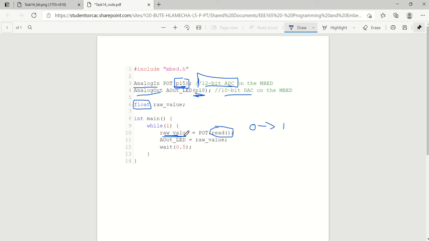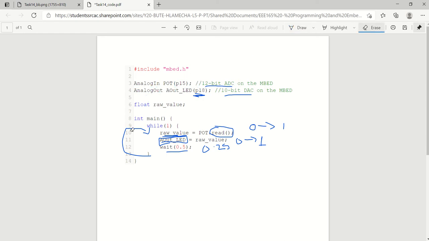So once it reads that, it stores it in there, and then we're putting the output as a percentage value again between 0 and 1. We're just supplying that raw value into the LED. Remember, that's just a percentage. So if the value is say 0.25, we're putting 25% of our available power to that output pin. Then we're waiting half a second and looping back around and checking, is there a new value at the potentiometer, and if there is, we're going to output a value accordingly.